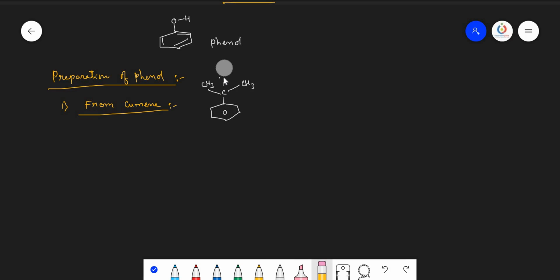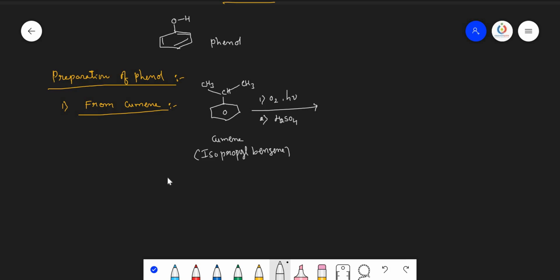But usually they don't separately write down this hydrogen. They write down hydrogen here. This is what we call cumene. So this cumene, its another name is isopropyl benzene. So this cumene, when subjected to O2 oxidation in the presence of sunlight, second one followed by concentrated H2SO4.